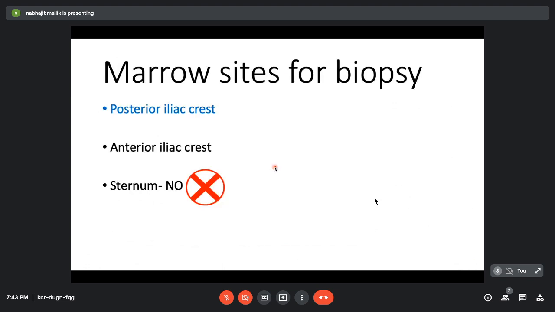Now, we talked about bone marrow biopsy sites in quite a lot of detail in the previous class, so I'm not going into detail for this, but just say that the posterior iliac crest and the anterior iliac crest are the 2 sites, amongst which posterior iliac crest is by far the most commonly accessed site for bone marrow biopsy. A sternum is a big no-no. We know we can do bone marrow aspirates from the sternum, but not biopsies. It will be too risky.